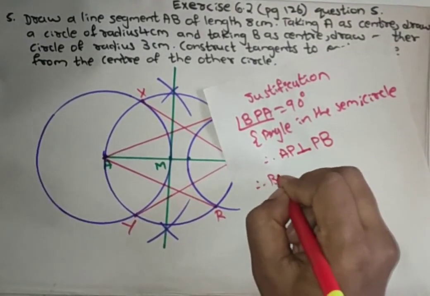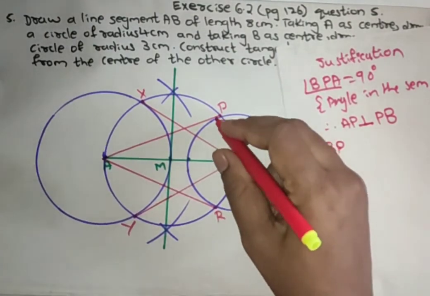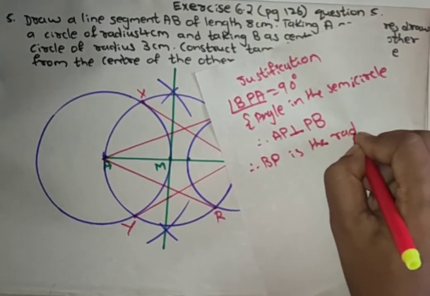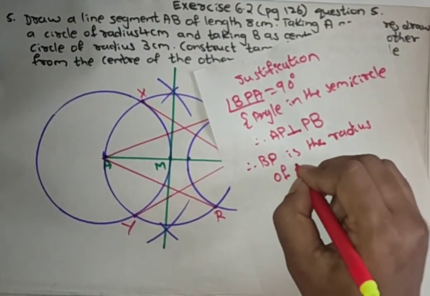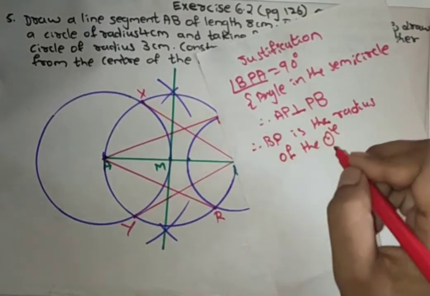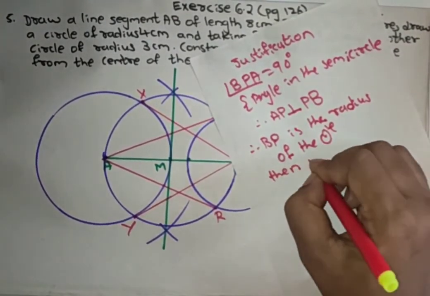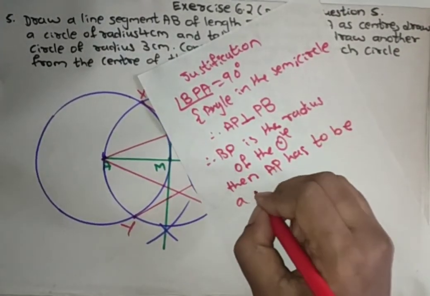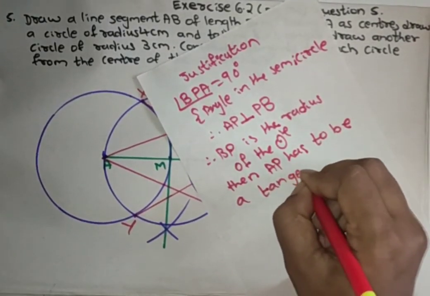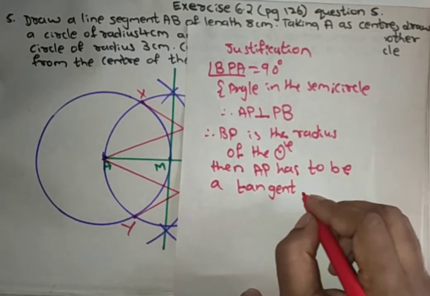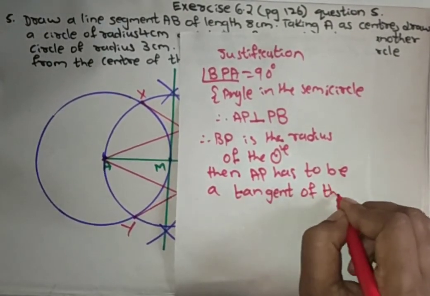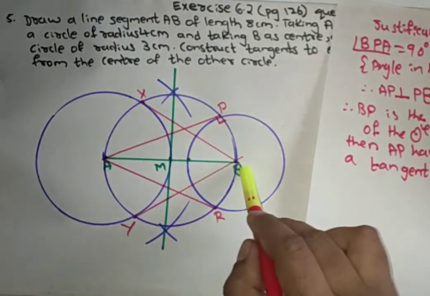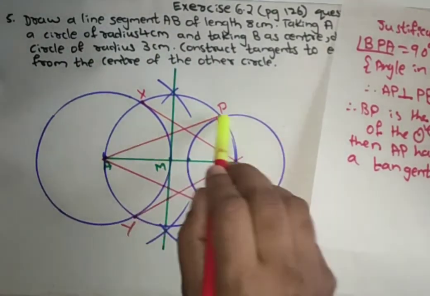Now BP is the radius of the circle. Then AP has to be a tangent to the circle. If they ask you to measure the tangent length, at that time you should apply Pythagoras here.